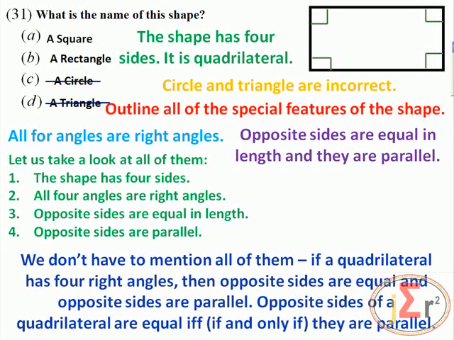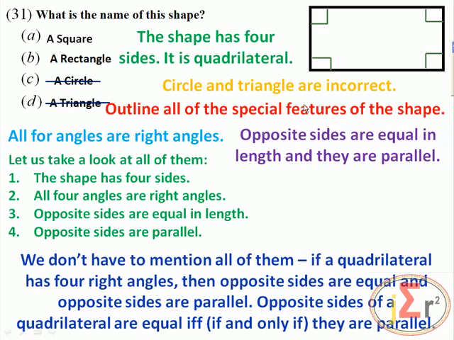What do we mean by if and only if? It means an if that goes in both directions. So let us show you what that means. Opposite sides of a quadrilateral are equal if they are parallel. Opposite sides of a quadrilateral are parallel if they are equal. So if and only if is an if that works in 2 directions.